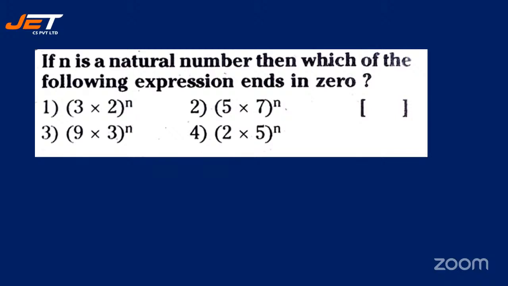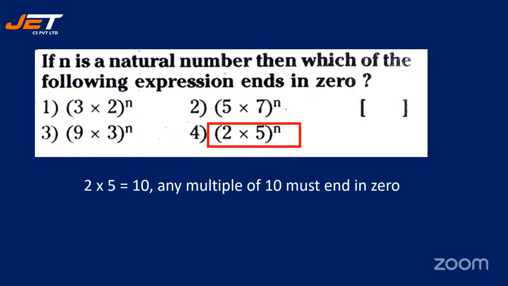Anant, Aditya, Charan, Adarsh, Sandeep, Anjali, Shashikant, Nitin, Srinitya. Excellent. Vaishnavi, all of you are absolutely right. Hansika, Satish, it's 4, option 4. All right. 2 times 5 is 10. Any multiple of 10 must end in 0.